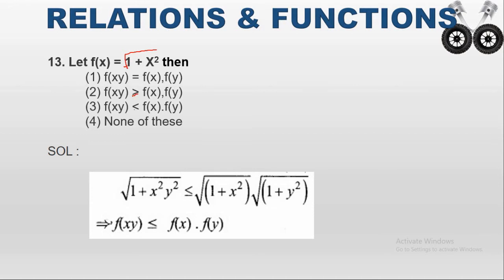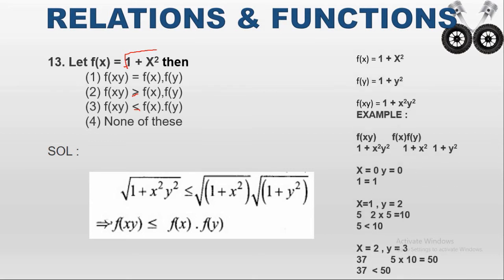We have to choose. For that, first I have written f of x equal to square root of 1 plus x square. Then in the options we have x values as well as y values. So I can write f of y equal to square root of 1 plus y square. Then f of xy equal to square root of 1 plus x square y square. Now to find the answer I am substituting some values, then I will say which condition is true.